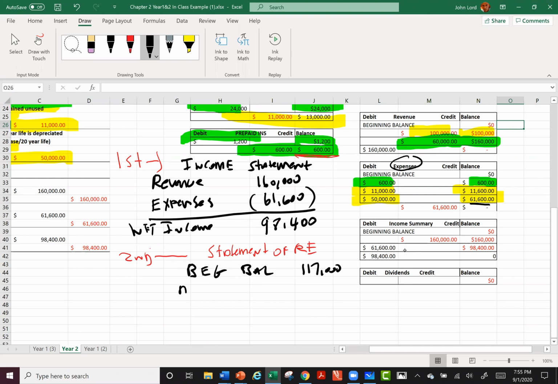What do I add? Net income. Good, I add net income. I'm going to spare you the drawing of the piggy bank. My net income is what? 98.4?